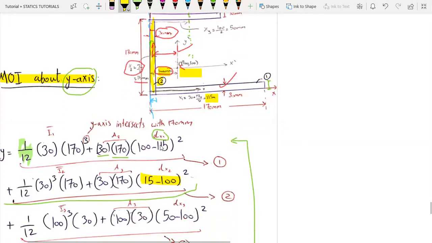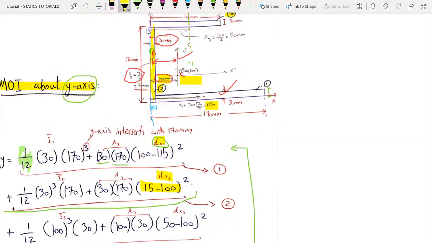Here, in calculating dx or dy, you should be very careful. So you will draw the axis, or put the axis on each segment, and you will find the distance from the axis of this segment till the centroid of the whole structure or system.